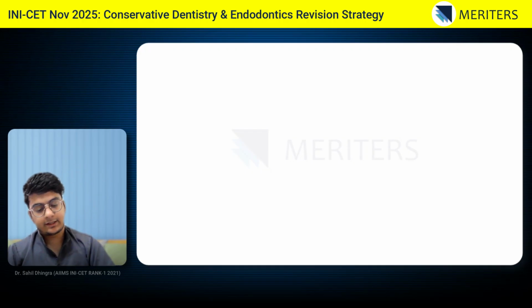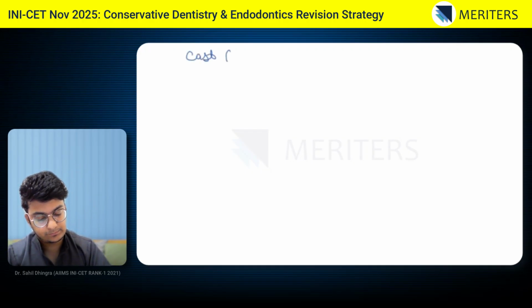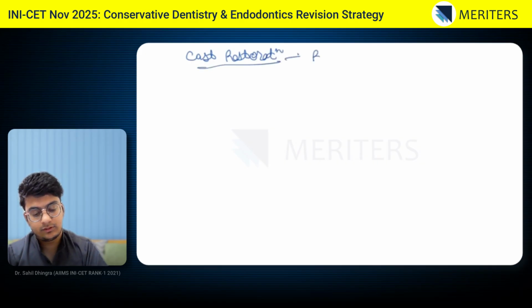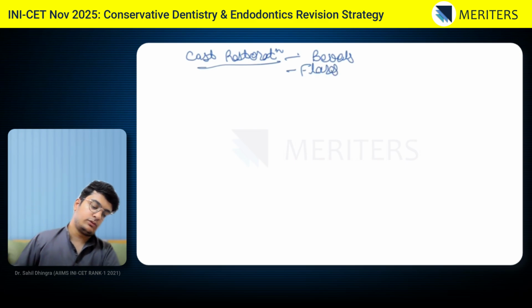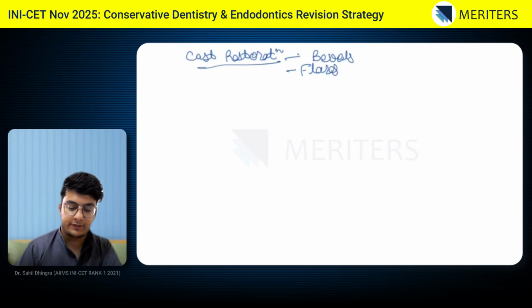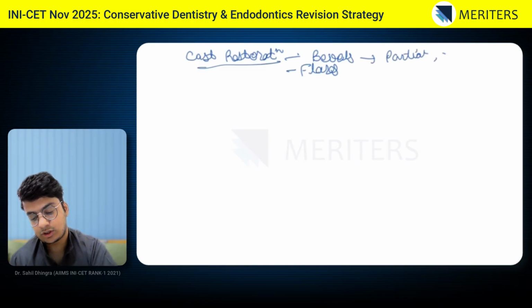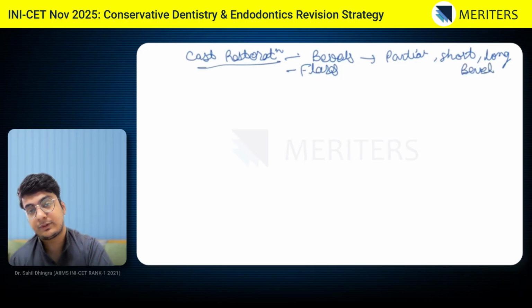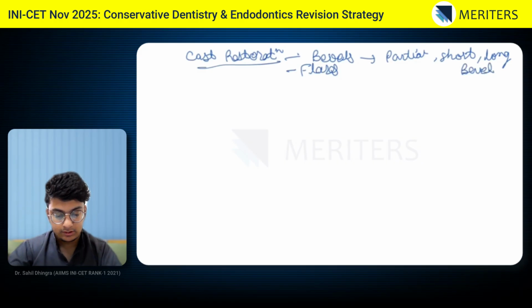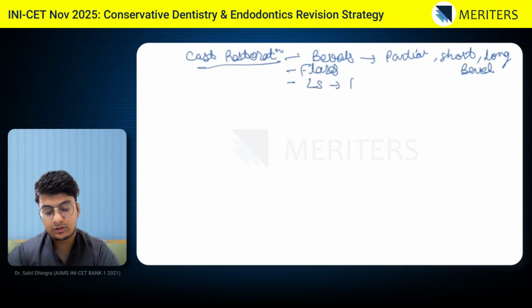Then in cast restorations, they can ask about bevels and flares. These two are the most common questions. What is the primary difference between a primary and a secondary flare? The types of bevels: the partial bevel, long bevel, short bevel, which is the most commonly used bevel. The long bevel is the most recommended one. Which bevel is given for cusp capping? Things like that. Then they will ask you the angles, your bevel angle or your cavosurface angle.